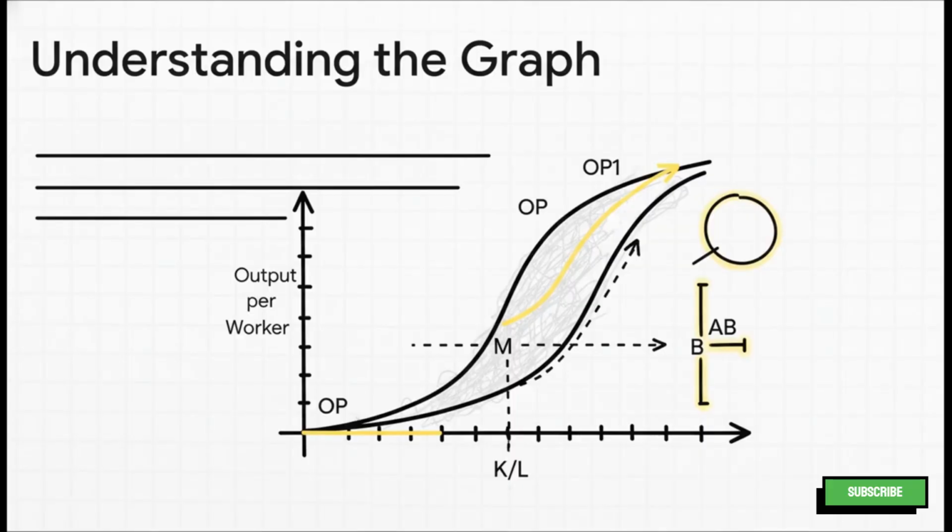So the big takeaways from this graph are pretty clear. The mix of capital and labor stays the same, but the whole production function has leveled up. And the result? A clear increase in output for every worker, which you can see in that gap AB. That, right there, is a Hicks-neutral change in action.